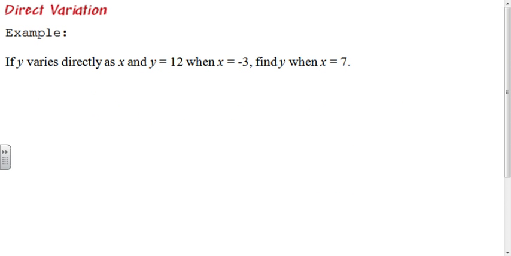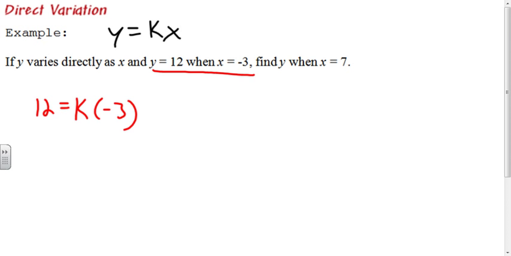Try that one more time. We have another direct variation, so y equals kx. And we know y equals 12 when x is negative 3. So 12 equals k times negative 3. Divide both sides by negative 3 then, that means negative 4 equals k.